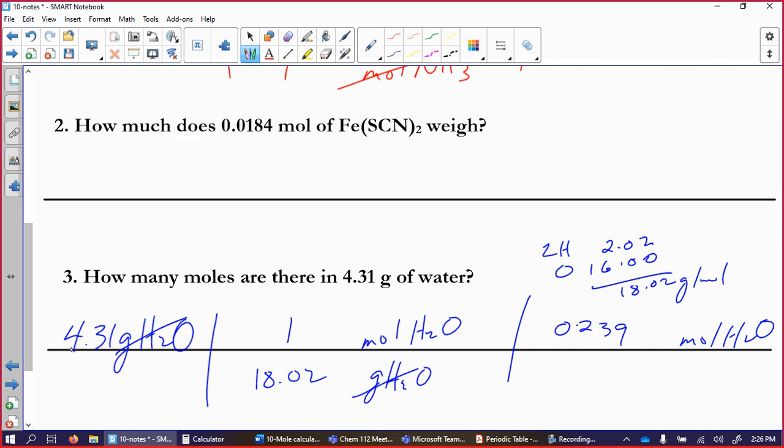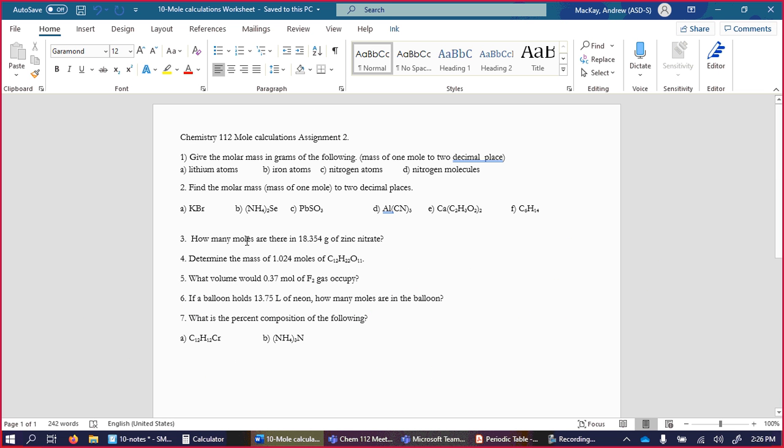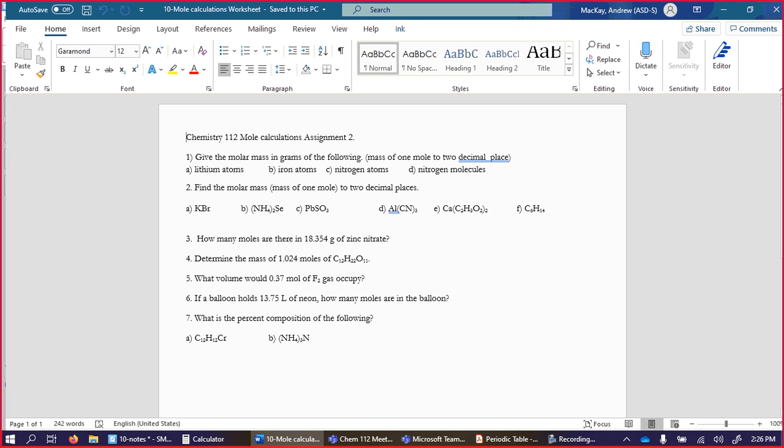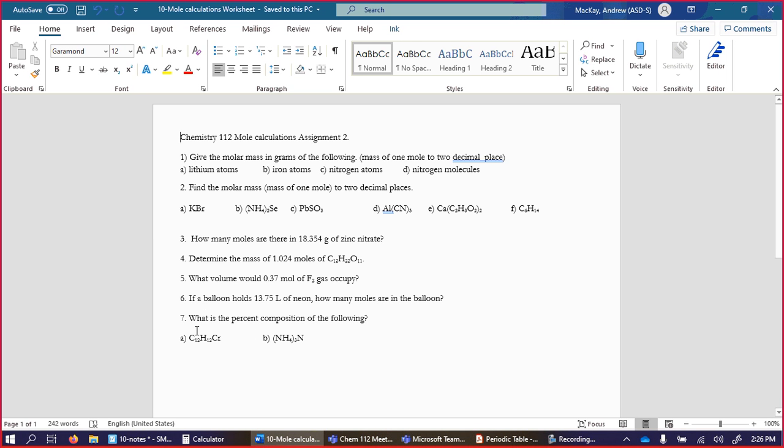I'll put that back down. There are questions, 16 to 19 and then 20 something down on the bottom. I'm going to post this later. I'm going to probably simplify it, cut a couple of them out, because if you can do some of these, you can do them all. I have to delete number 7 because we're not going to get to that. The balloon holds 13 liters of neon. How many moles are there? What volume would that occupy? Determine the mass of 1.024 moles of that.